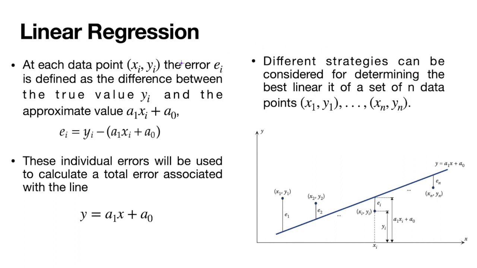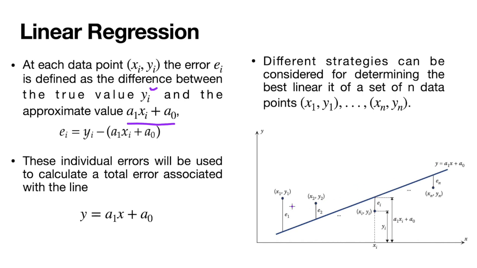So at each data point xi and yi, the error ei is defined as the difference between the true value yi and the approximate value a1 xi plus a naught. Alright, so this is the original line, and the best fit to the data will be the line which can reduce the individual errors between these points.